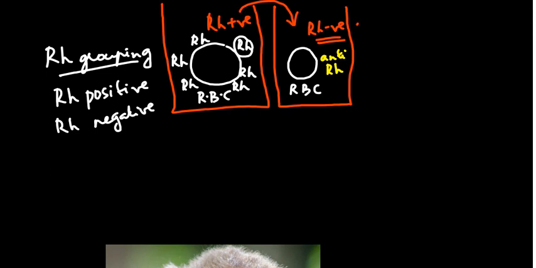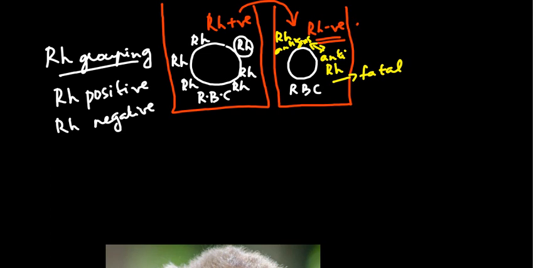So these antibodies will start clumping with the RH antigens of the donated blood, and when they clump together, they will lead to anemia, and it can be fatal, can lead to the death of the person. So that's why during blood transfusion, the RH factors also should be taken into consideration. They should be matched.